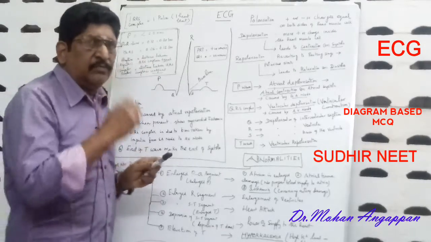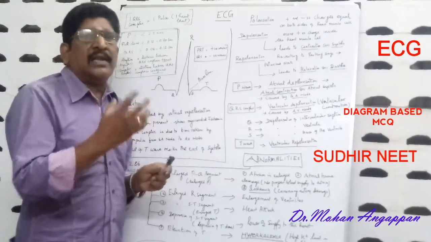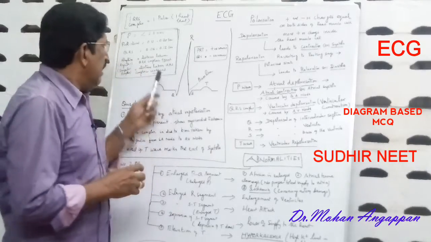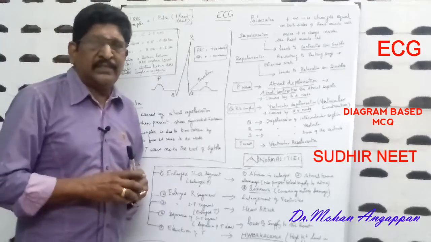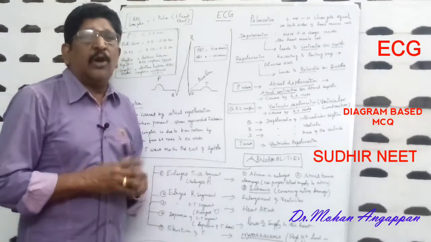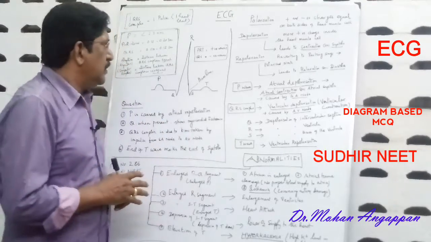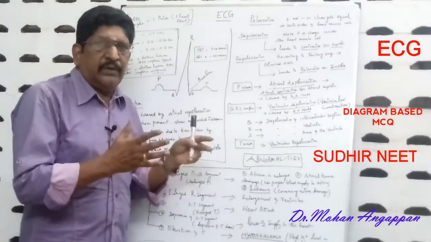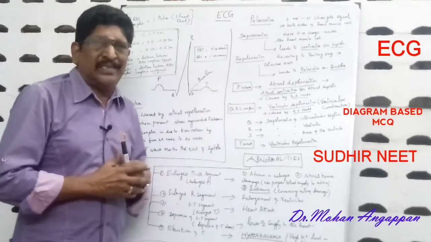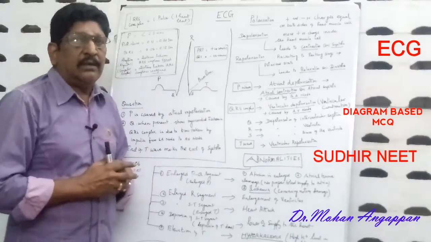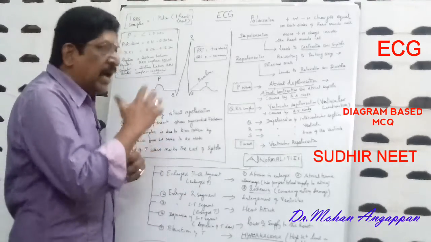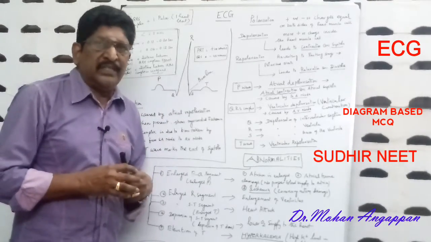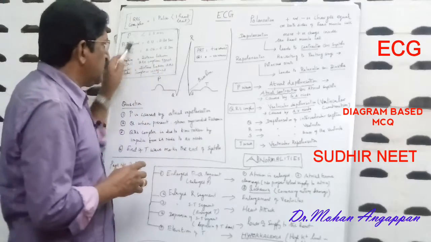Likewise, if you take the rhythm, if heart rhythm is regular or irregular, how will you find out? If the distances between the QRS complexes are equal, then the heart rhythm is normal, the heart rhythm is regular. If the distances between the QRS complexes are different or unequal, then the heart rhythm is irregular. So these things also you must know.